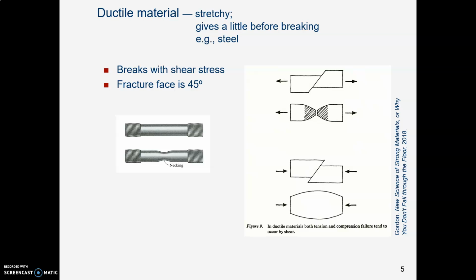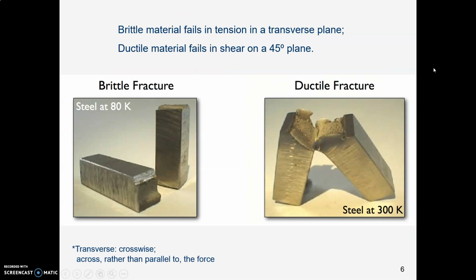Ductile material is something that's a little bit more stretchy. It gives you some warning before it comes apart, and steel is an example of a ductile material. Ductile materials fail in shear, and so they begin to neck down, and those plates of molecules begin to slide past each other, and when they do finally break, the face where they broke is at a 45-degree angle. So here are a couple of test specimens. On the left is a brittle material where the face is just crosswise of the force. Here on the right is a ductile material where the face is at about 45 degrees to the force.